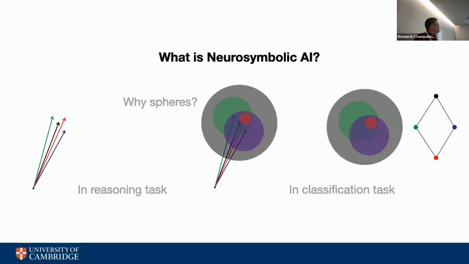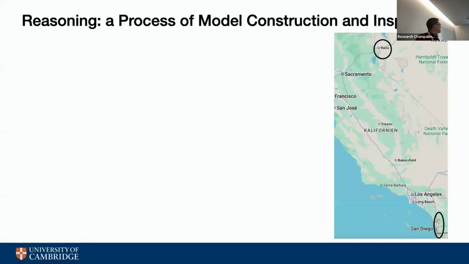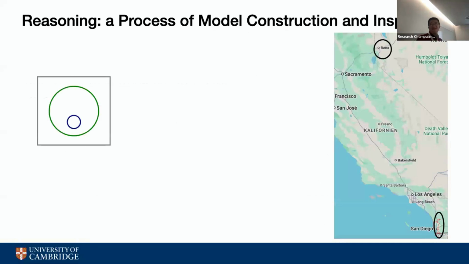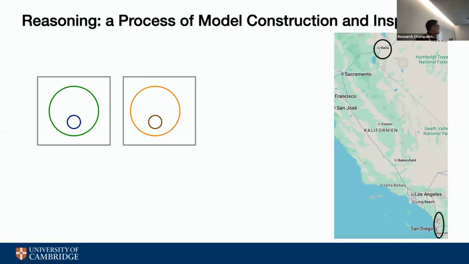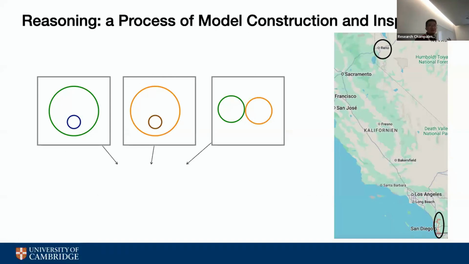So what is neurosymbolic AI? Let's say reasoning is a process of construction and inspection. The first is San Diego in California. The second is Reno in Nevada. The third is the relation between California and Nevada. From this, our mind constructs a model.